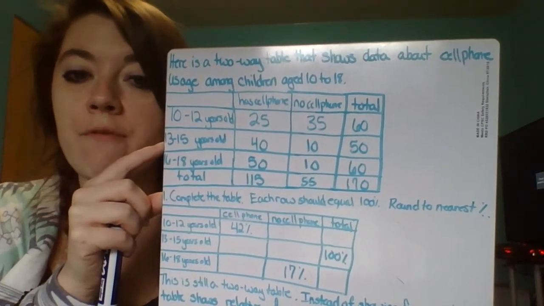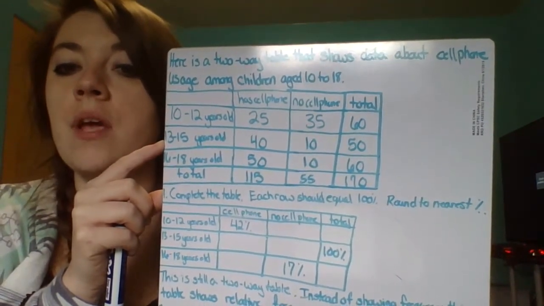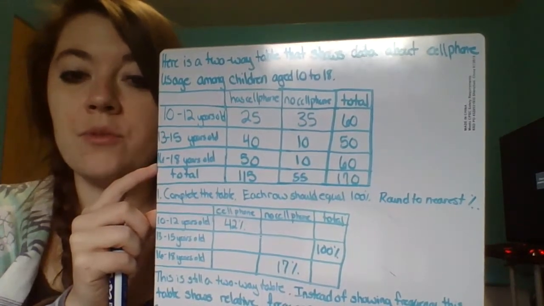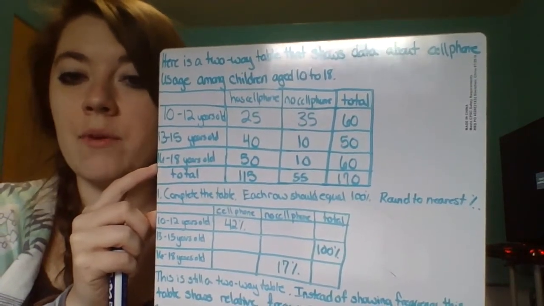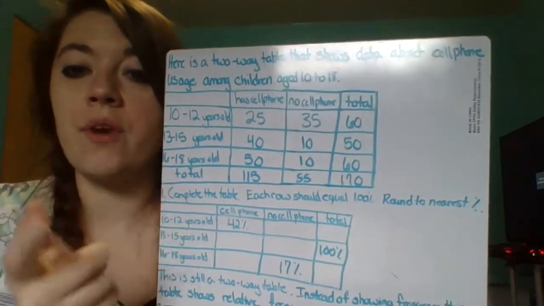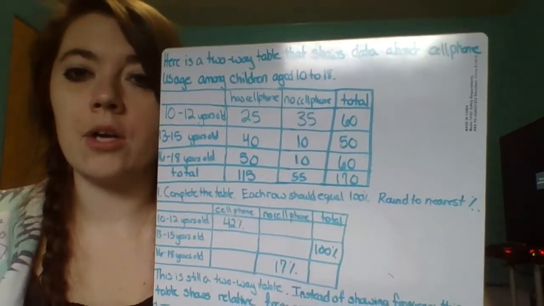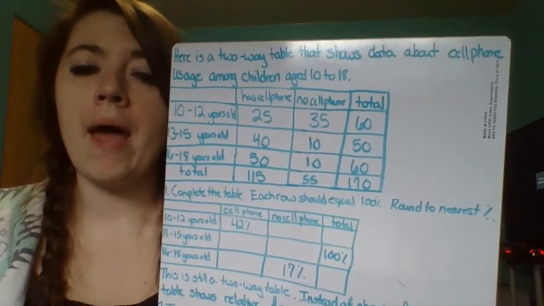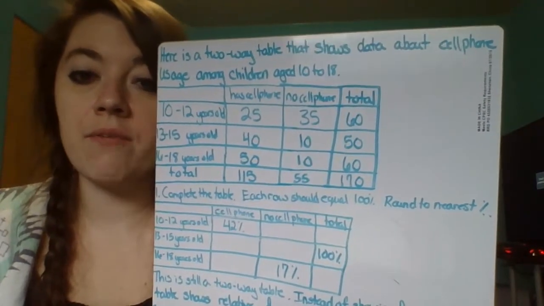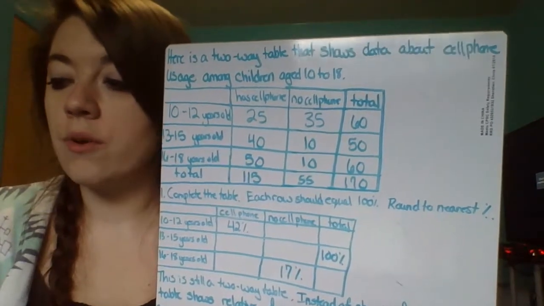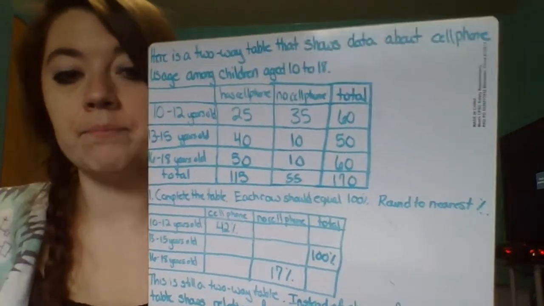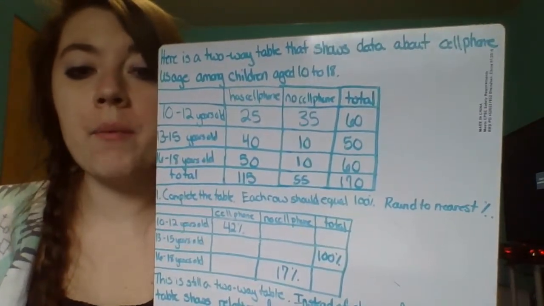13 to 15-year-olds, we have 40 with a cell phone, 10 with no cell phone, and 50 total. And then for 16 to 18-year-olds, we have 50 with a cell phone, 10 without a cell phone, and a total of 60. And these are totals for has a cell phone, no cell phone, and the total number of children that were surveyed. So we've got 115 with a cell phone, 55 without a cell phone, and a total of 170 that we gathered data from.